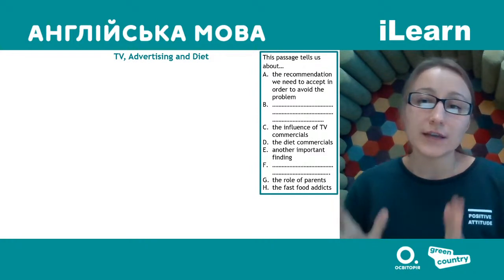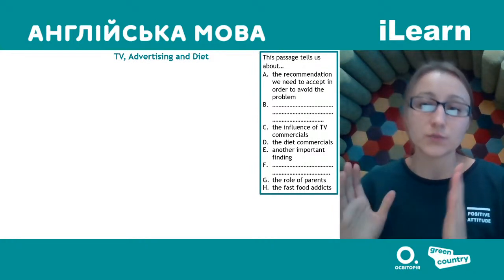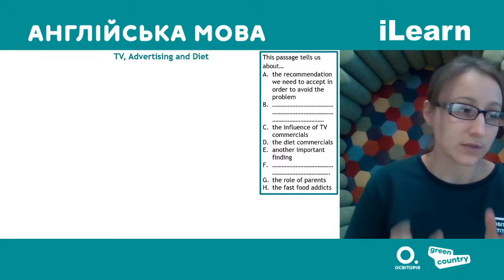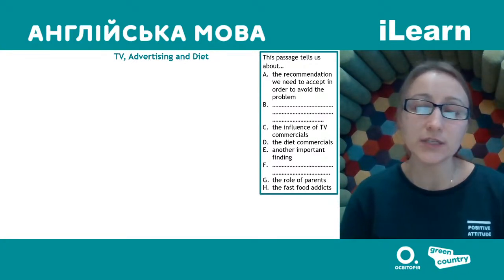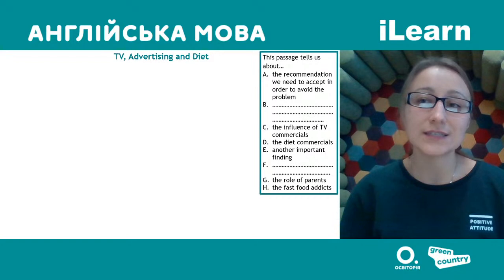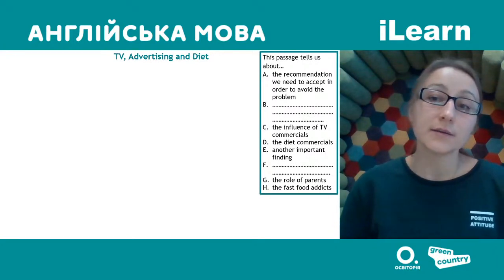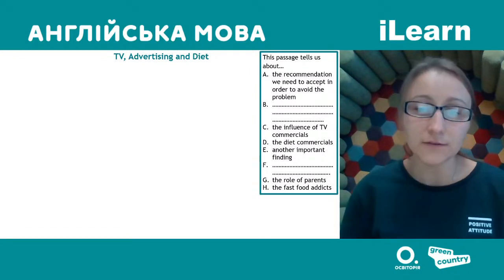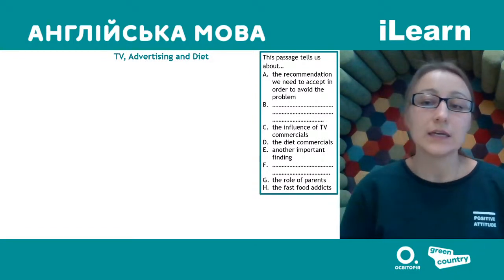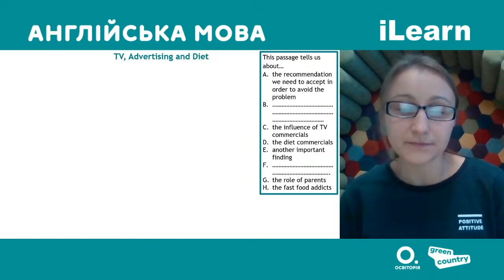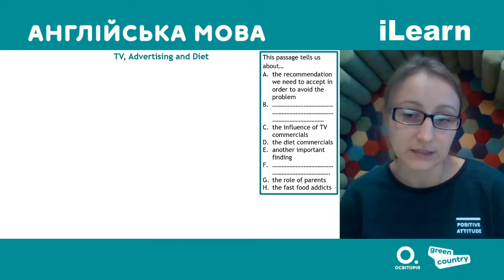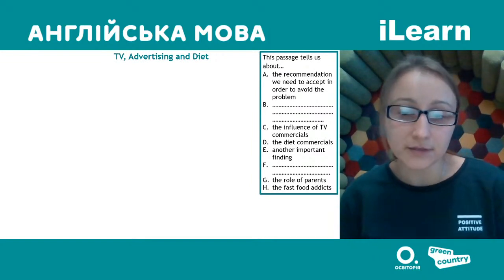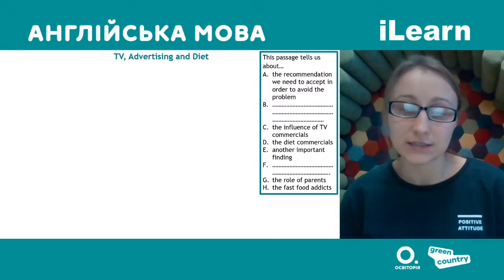So let's look at the options that we need to match with our text, with our paragraphs. So we need to find out the passages that tell us about the recommendation we need to accept in order to avoid the problem, the influence of TV commercials, D, the diet commercials, E, another important finding, G, the role of parents, and H, the fast food addicts.